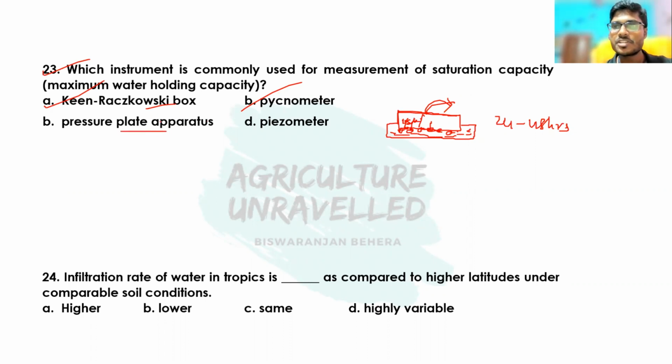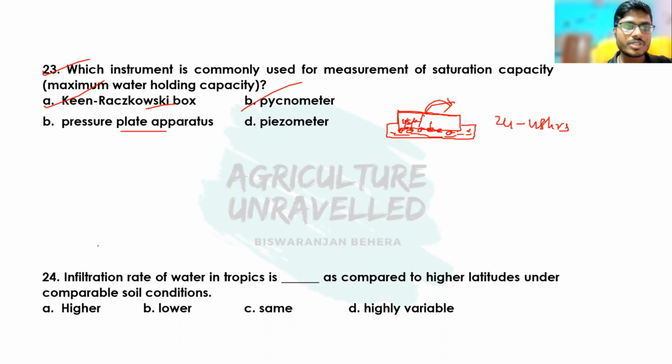Pressure plate apparatus is used for measurement of soil moisture constants like field capacity, permanent wilting point, hygroscopic coefficients under lab condition. And the piezometer is used for measurement of groundwater level. Okay, so this is all about.